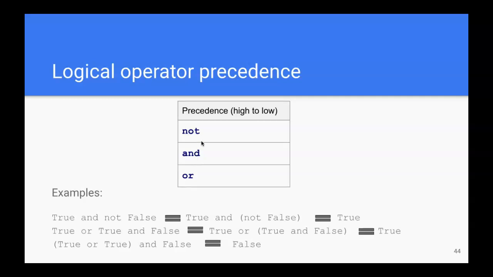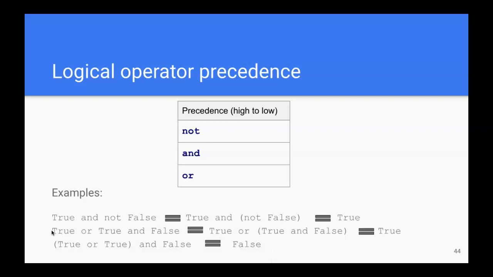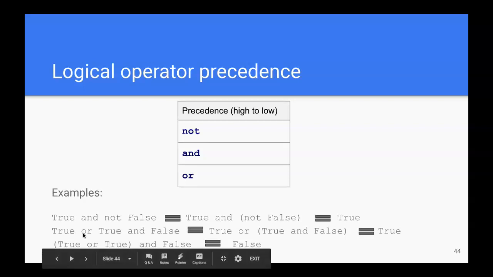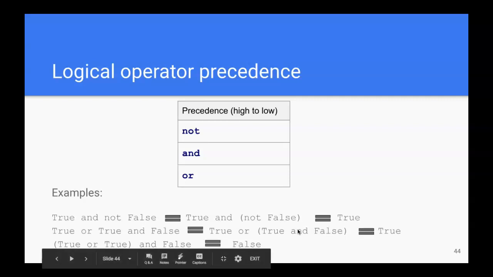So if we look at an example, true and not false. The not false gets evaluated first. So that becomes true. So true and true means it's true. That shouldn't be too surprising, but this one may get some of you sometimes. If we actually say true or true and false, what gets evaluated first is true and false. That gives you false. So true or false is true.